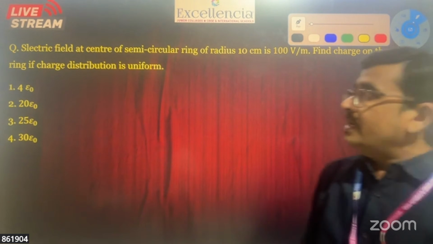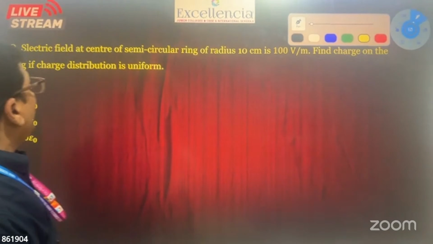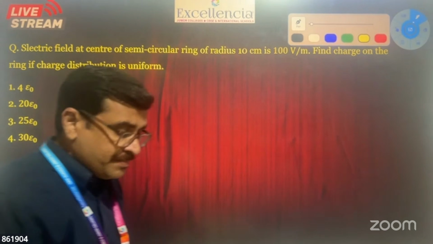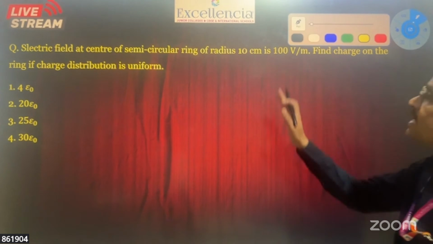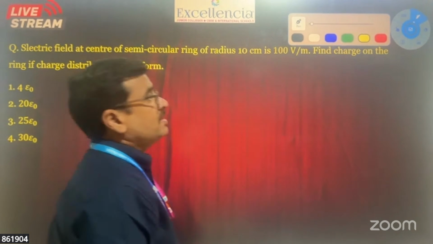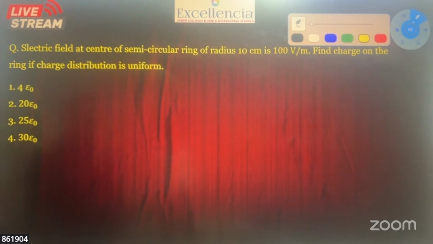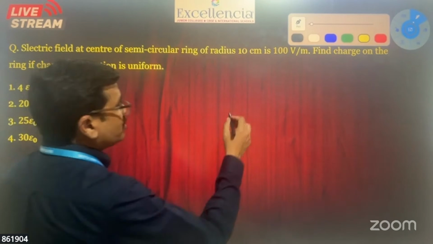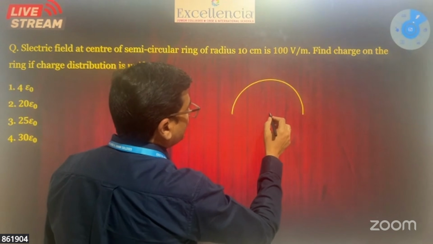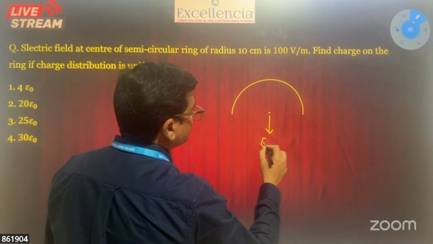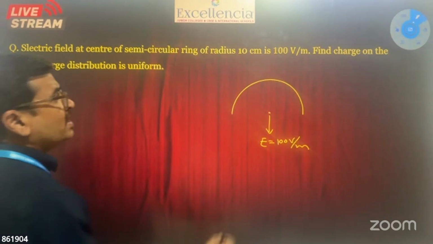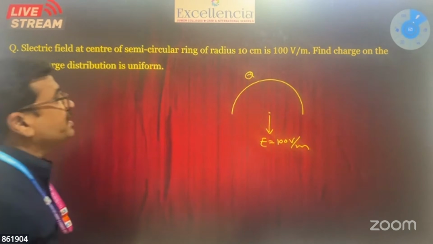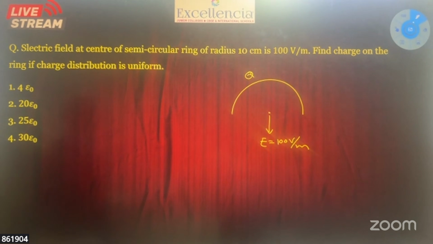And then next question from electric field, that is electrostatics. A question is given. Electric field at center of semicircular ring of radius 10 centimeter is given as 100 volt per meter. So find the charge on the ring if charge distribution is uniform. So we can consider like this, where E is given as 100 volt per meter. And now we are supposed to calculate what is the total charge distributed uniformly on the semicircular ring.